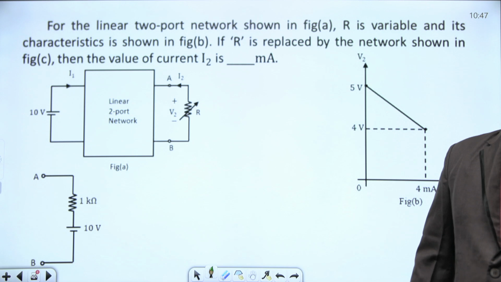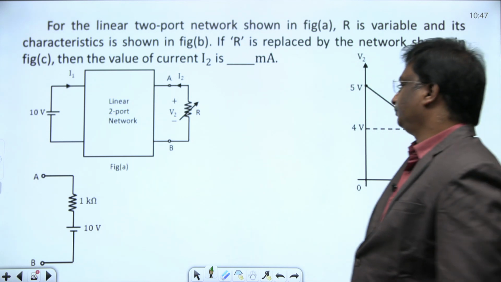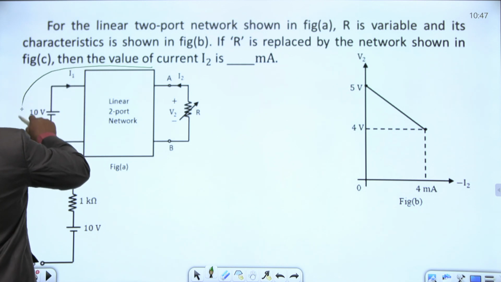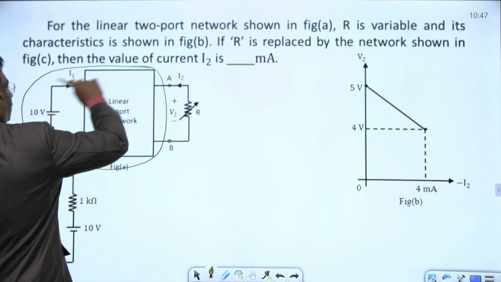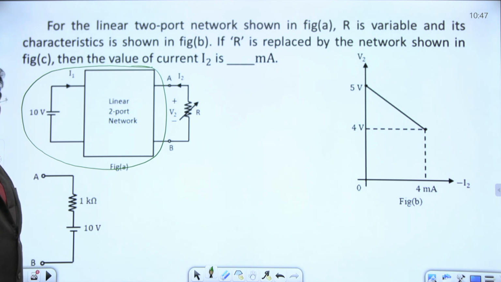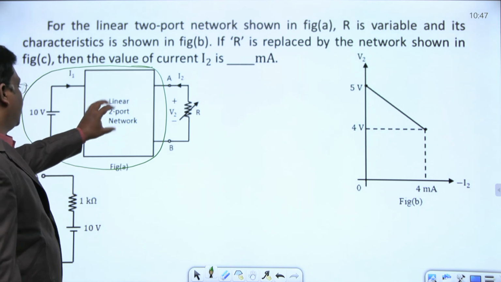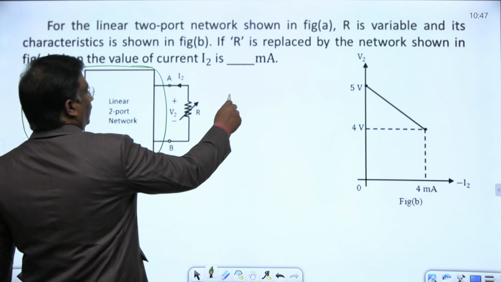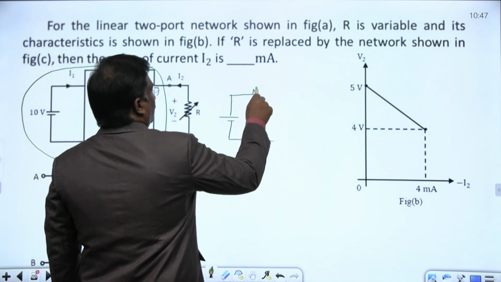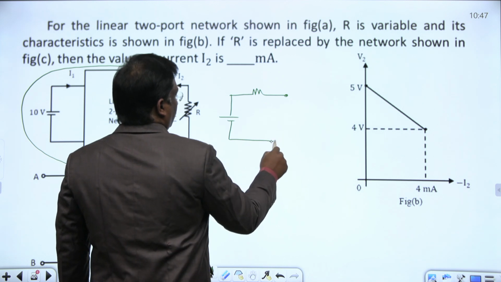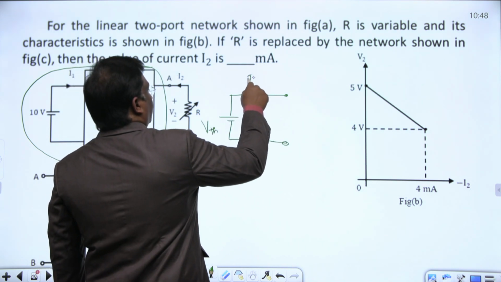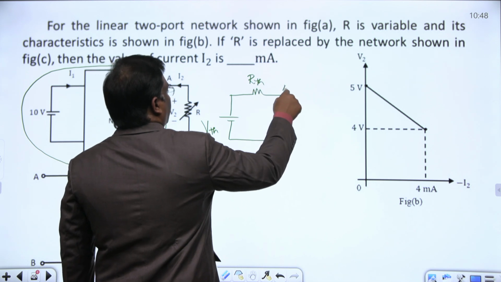Now how to approach this question? We can do one thing. Let us assume the Thevenin equivalent of this circuit. Since the network is a linear two-port network, this entire network can be replaced by its Thevenin equivalent. What is the Thevenin equivalent? VTH in series with RTH across the terminals AB. This is VTH here, this is RTH here across the terminals AB.